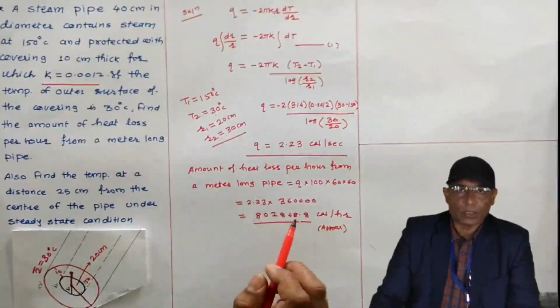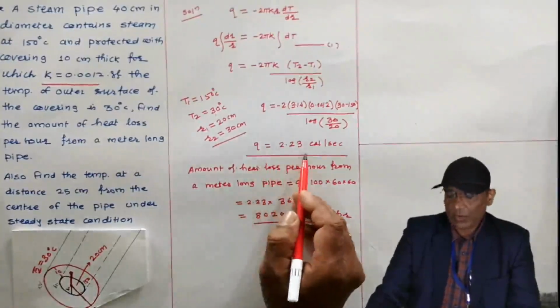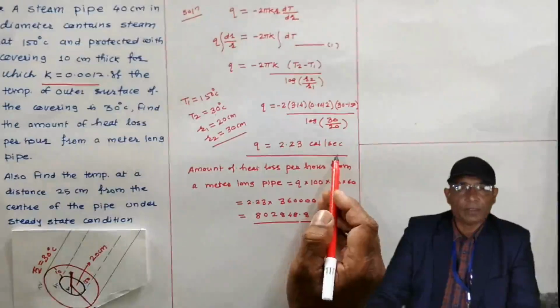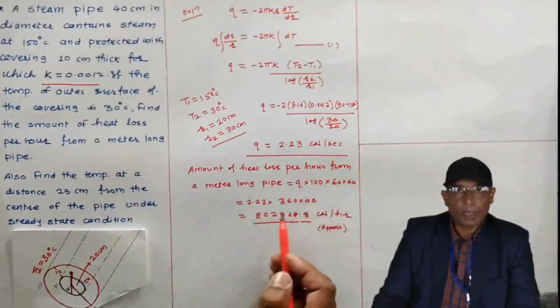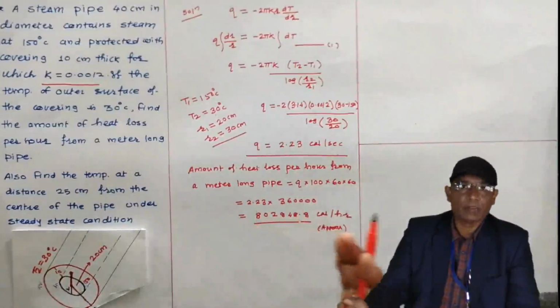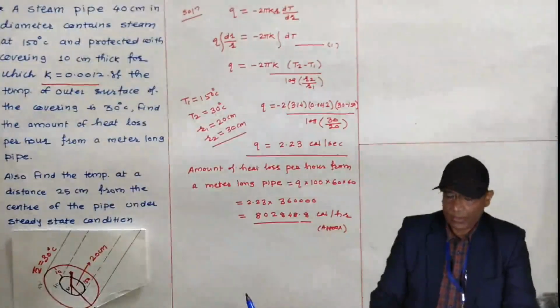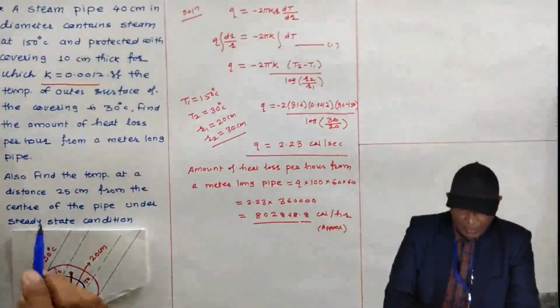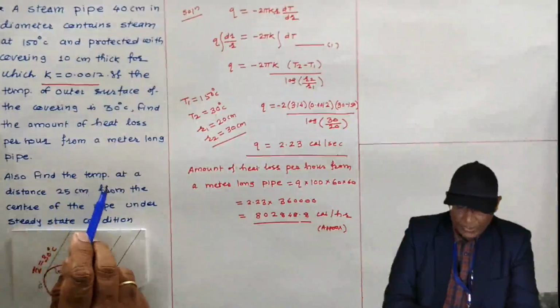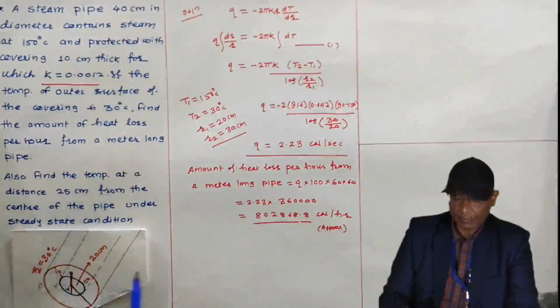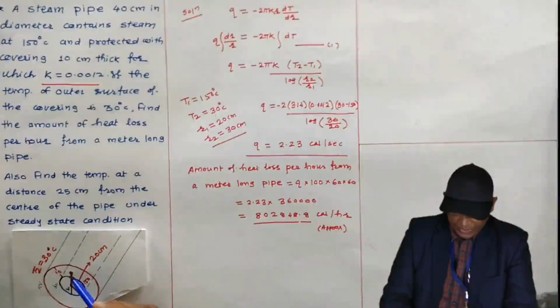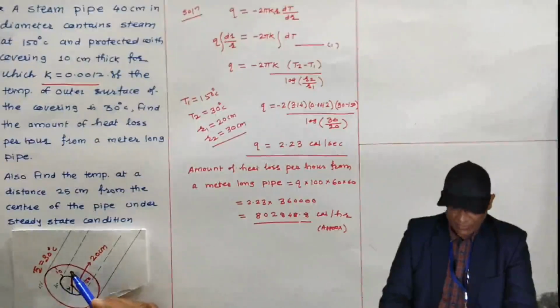We found the heat loss. This is the heat loss in calorie per second. Now this is the heat loss per hour from a meter length pipe. Now the second part we are going to solve. What is the second part? Find the temperature at a distance of 25 centimeter.